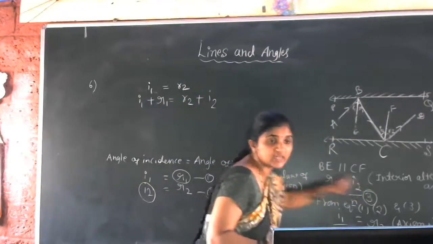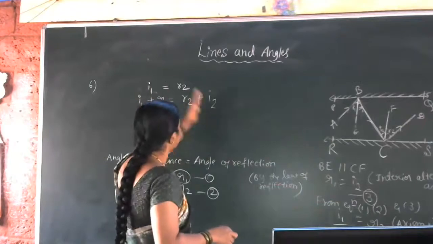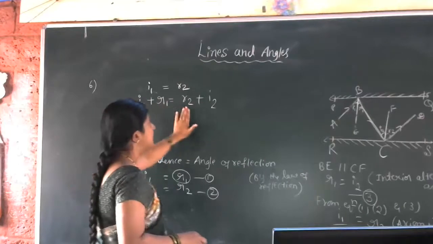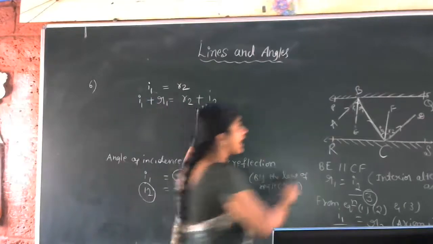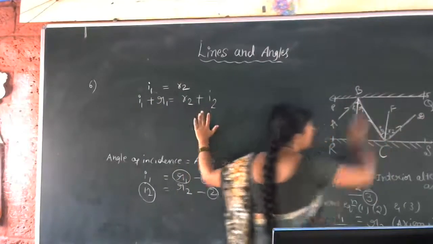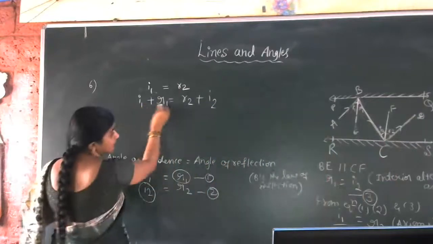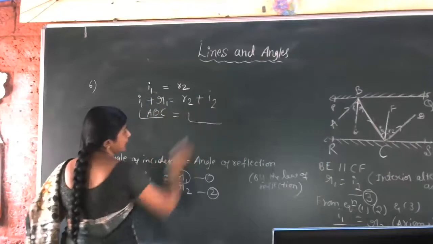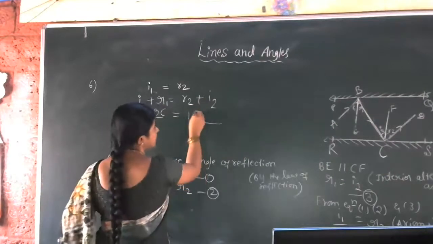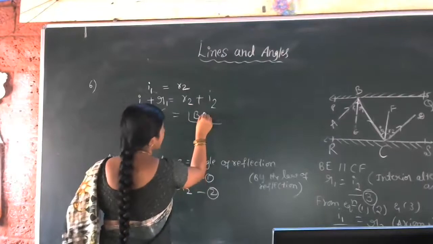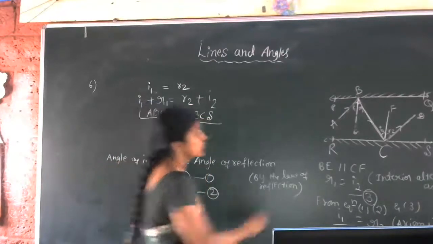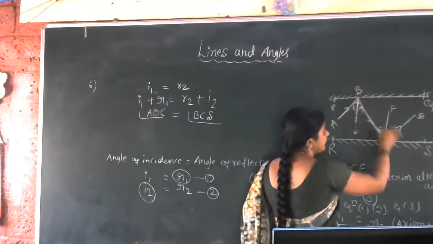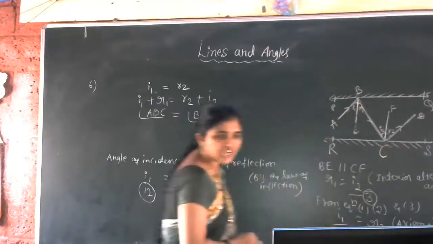We got the result now. If equals are added to equals, then wholes are equal. So just observe I1, R1, and R2, I2. When we add these angles in the figure, what do we get? I1 plus R1 gives the total angle ABC, which is equal to R2 plus I2, which gives the total angle BCD. Observe the shape of angles ABC and BCD. It forms a Z-shape.